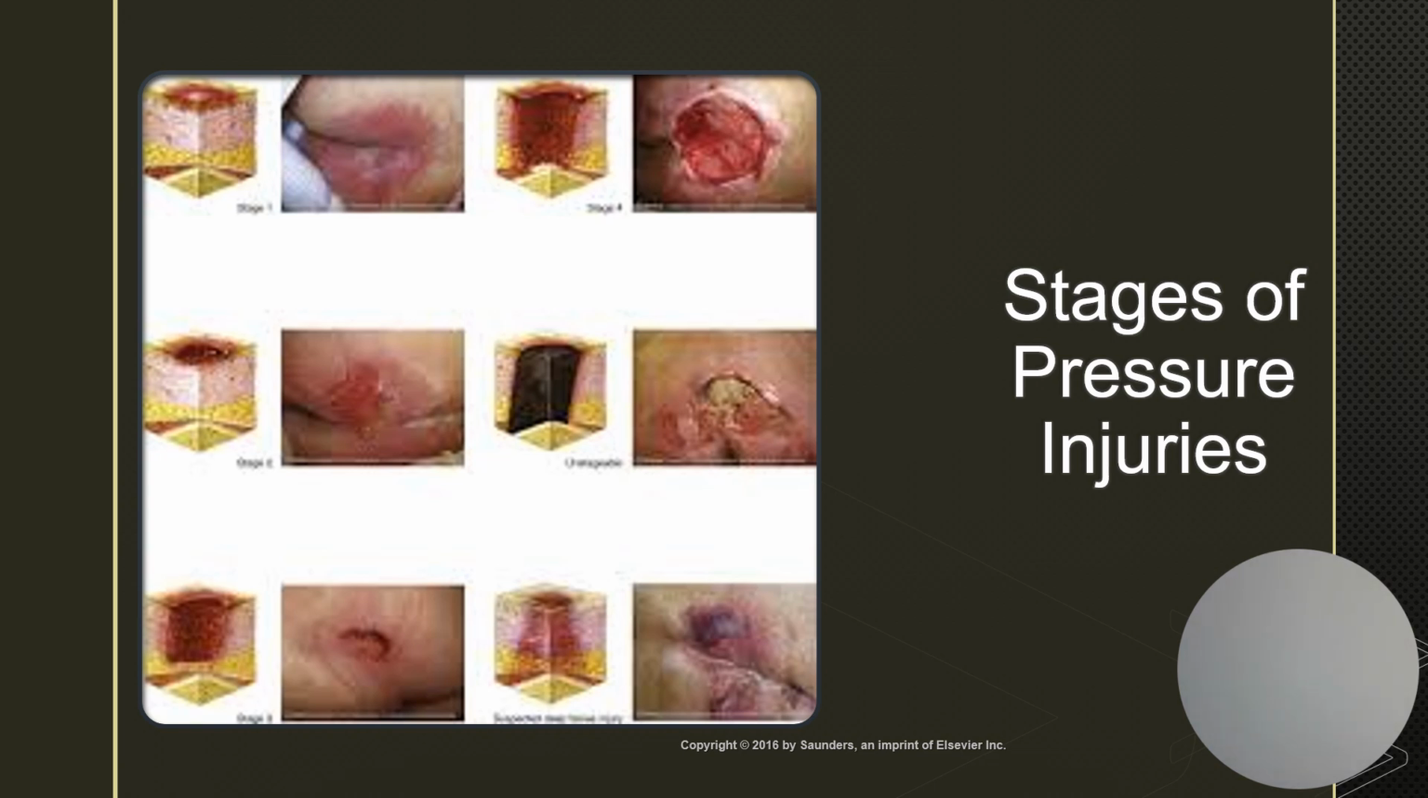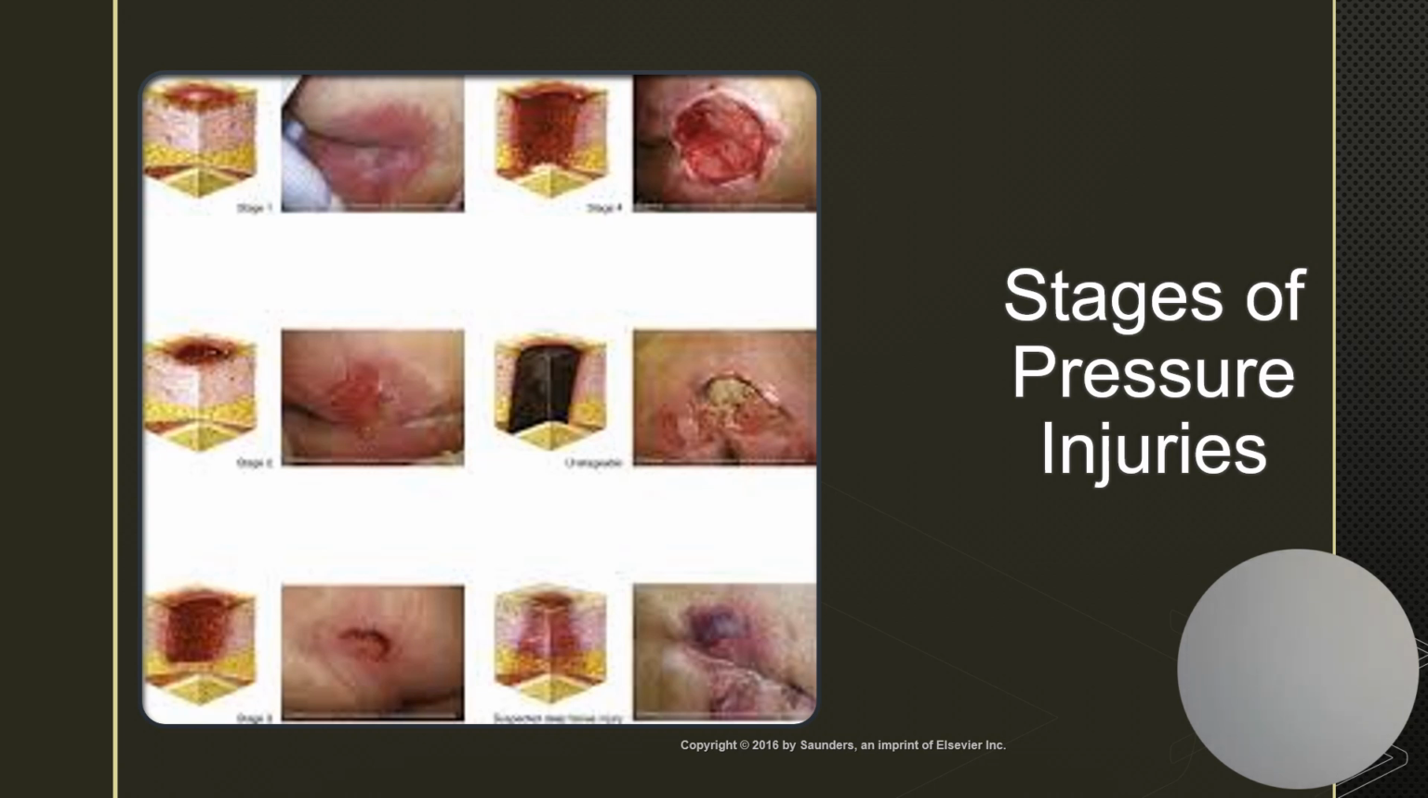Stage 3, we see full thickness skin loss. We've got damage to the dermis and the subcutaneous tissue, and over 50% of the wound bed is granulation tissue. We can have other types of wound bed present as long as we have 50% granulation tissue. Then it's a stage 3.